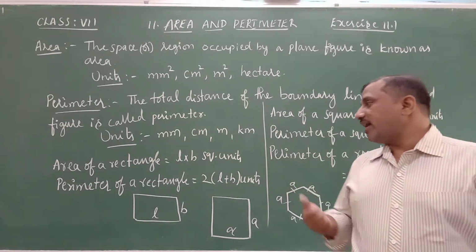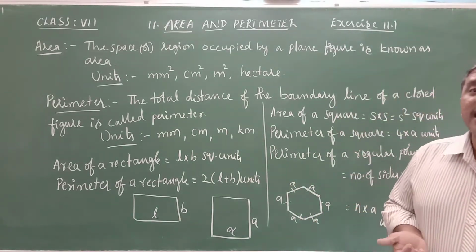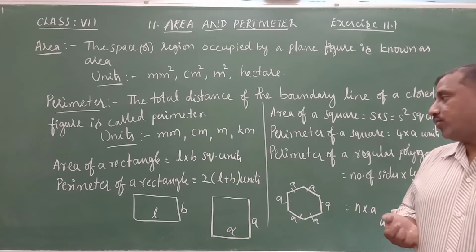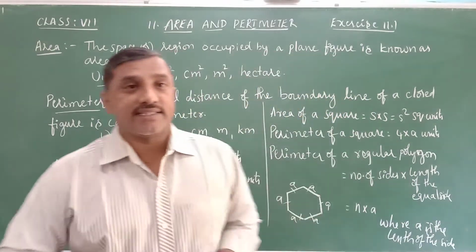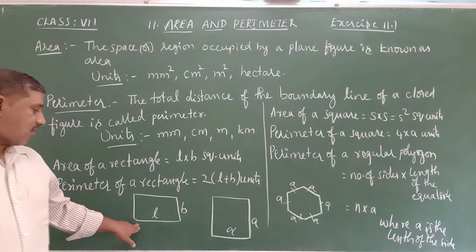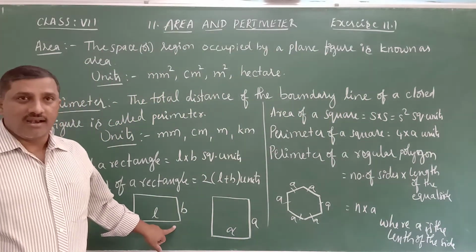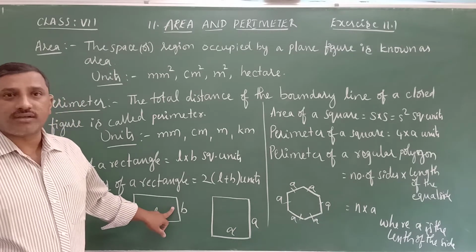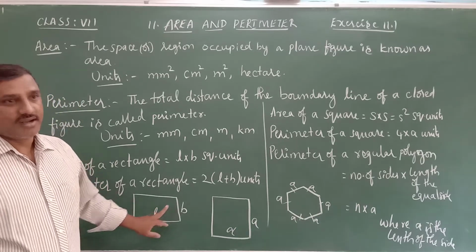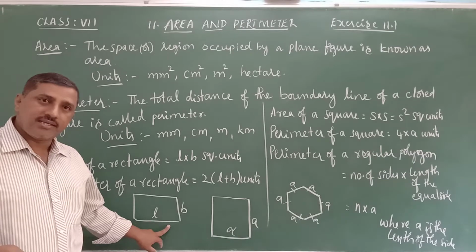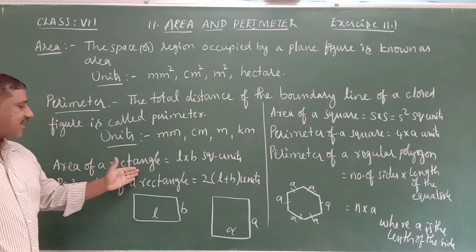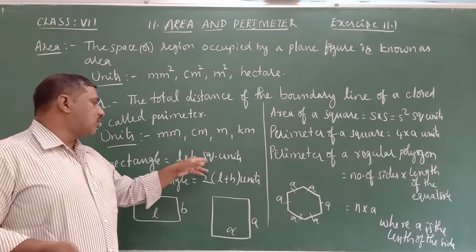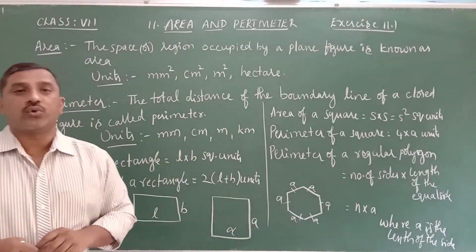Now area of a rectangle is length into breadth, square units. What is length and what is breadth of a rectangle? The length is the longer side of the rectangle and breadth is the shorter side of the rectangle. Now area of rectangle is equal to length into breadth, square units.